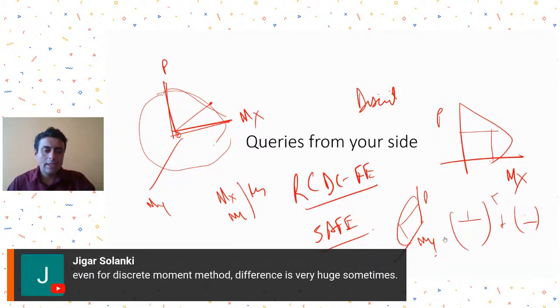Mr. Jigar is saying even for discrete moment method, difference is very huge sometimes. But as far as I was observing, the results were quite okay. They were quite matching. I would recommend you to first just cross check the interaction curves that it is making.